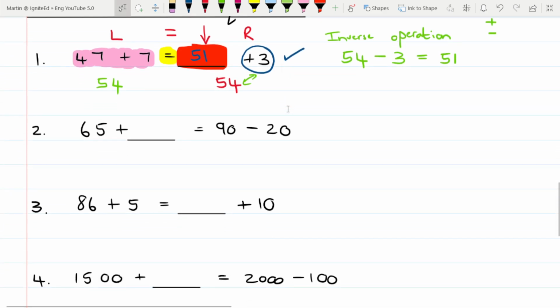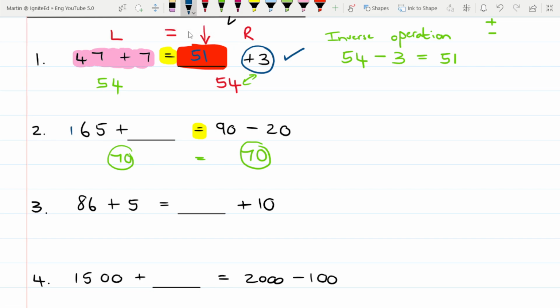Second problem. 65 plus something is equal to 90 minus 20. So what's 90 minus 20? 90 minus 20 is 70. So we know that the left-hand side must also be 70, because obviously it's true that 70 is equal to 70. We can't say that 71 is equal to 70. That's lying. So we have to make sure that our left-hand side is exactly the same as the right-hand side.